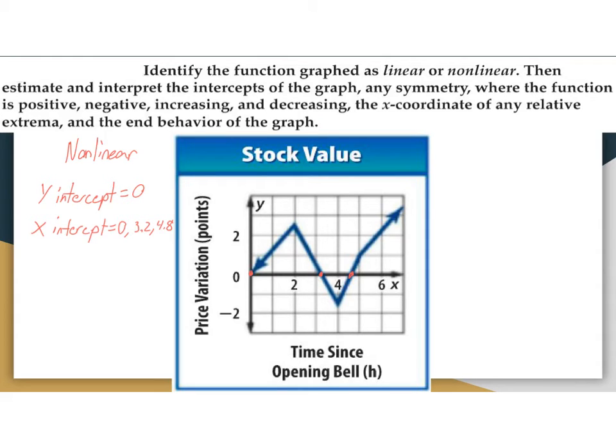Here we can see the function is positive here, and then it goes negative, and finally goes positive again. Then we can look at whether it was increasing. Here it is increasing. Here it is increasing. And where it is decreasing.